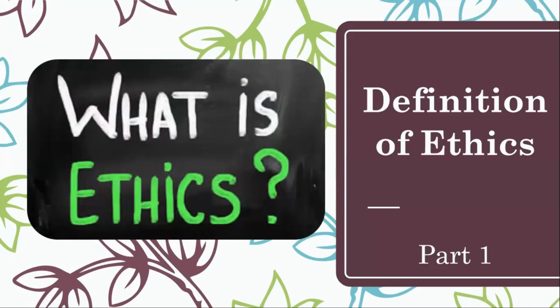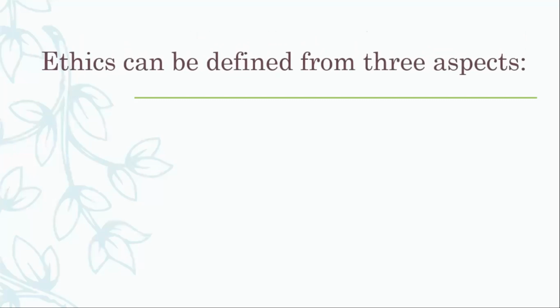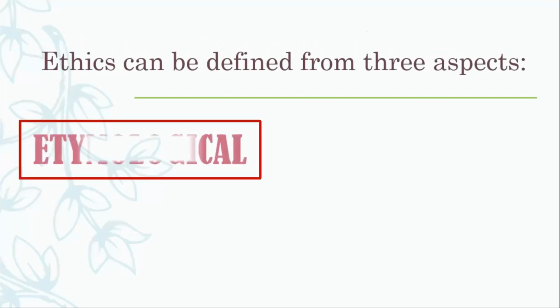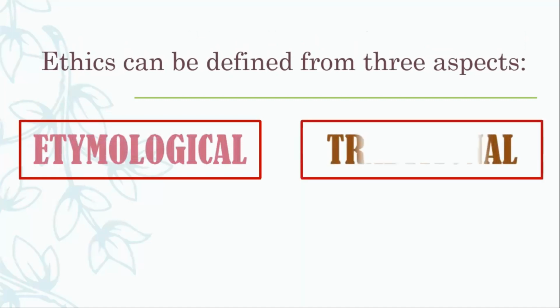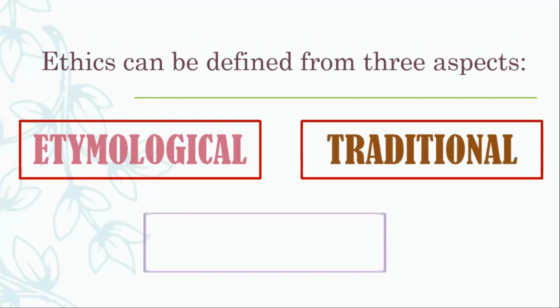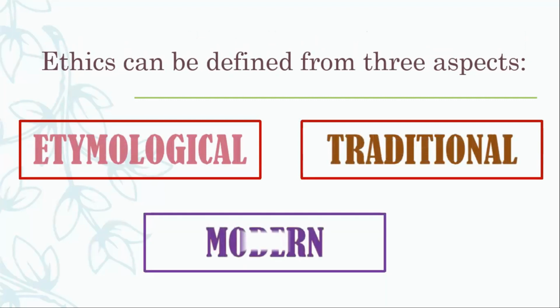What is ethics? Sometimes we ask this question. What is ethics all about? Ethics can be defined in 3 aspects. It could be defined in the etymological way, or the traditional way, or the modern way. Let's go over these 3 aspects one by one.